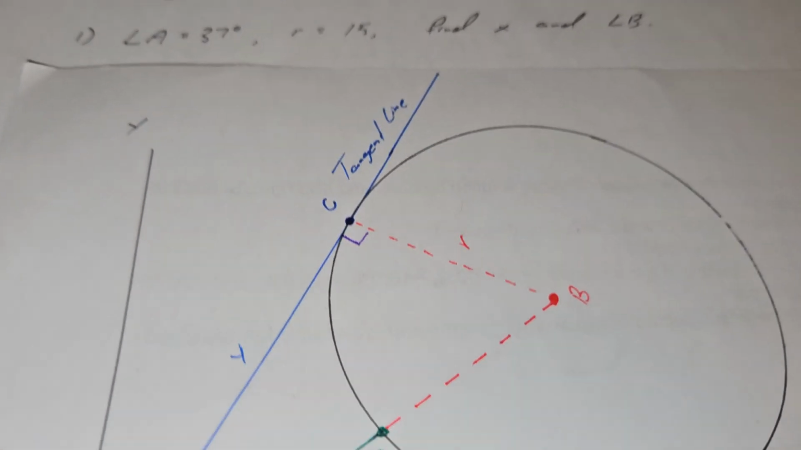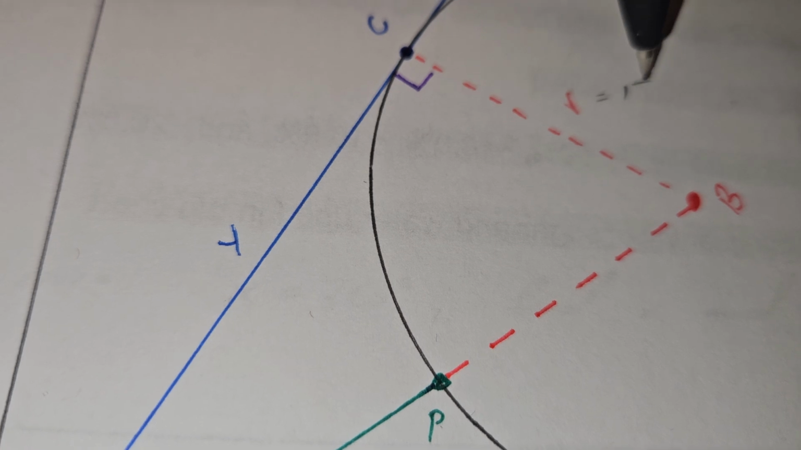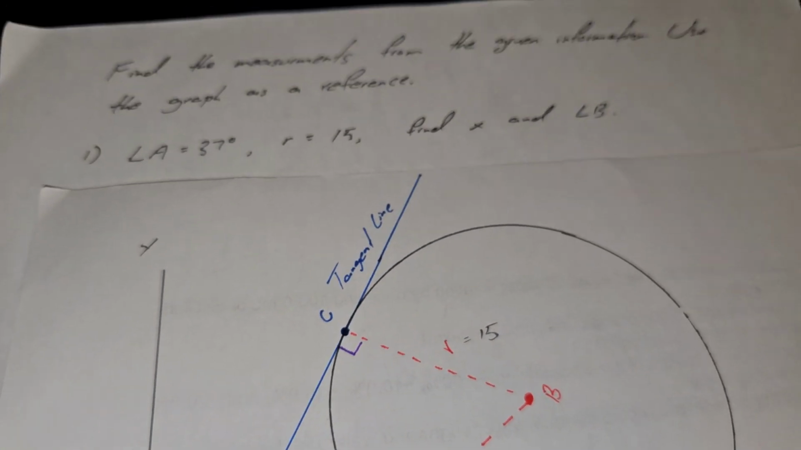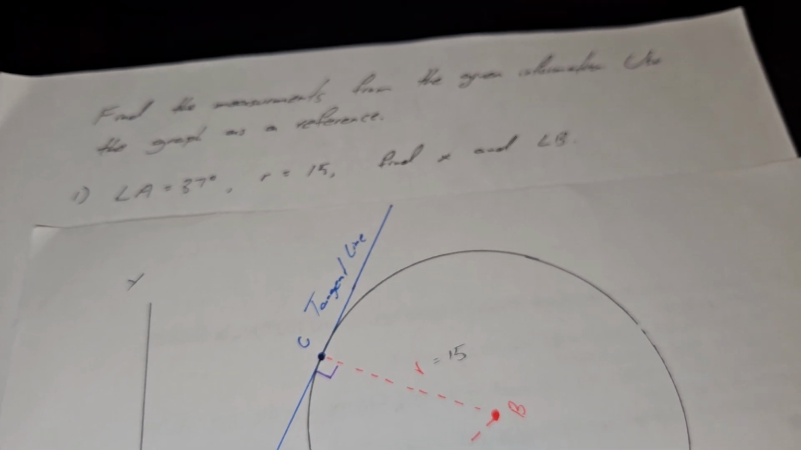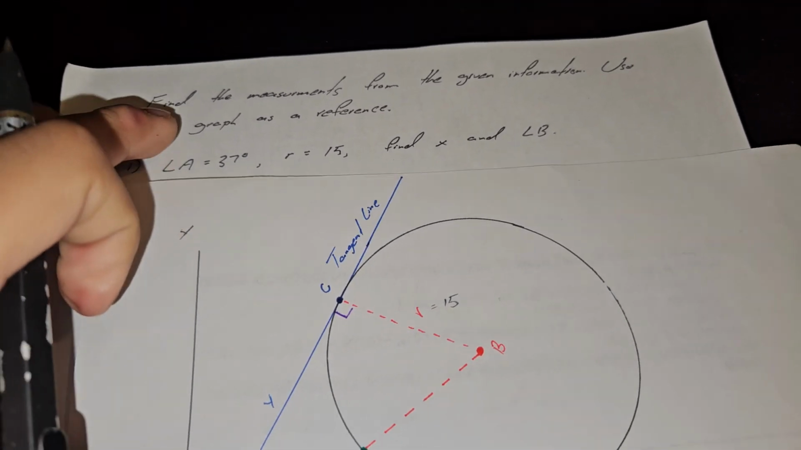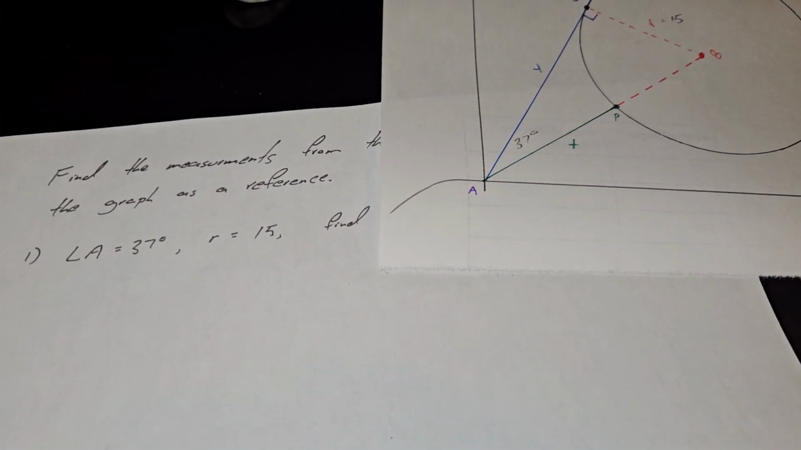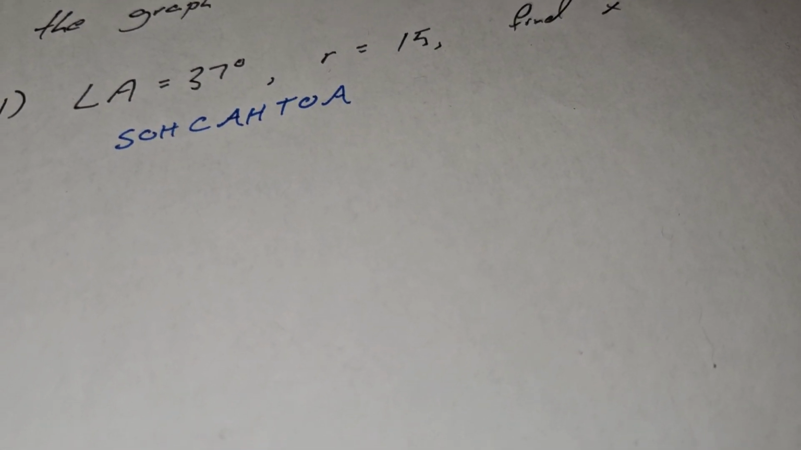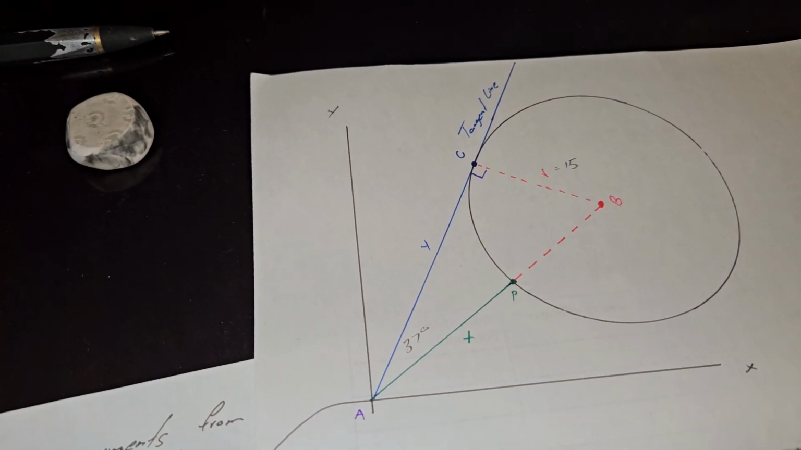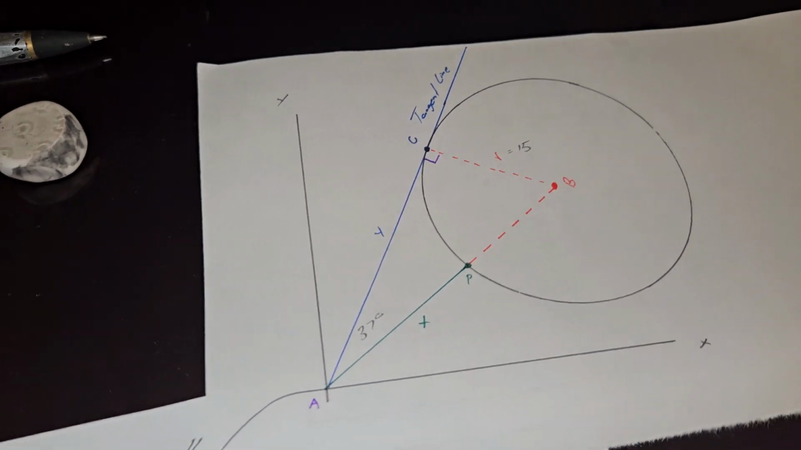R, the radius, is equal to 15. So this is equal to 15. Could be anything, feet, inches, whatever. So we're going to have to find x and angle B. Let's go ahead and find x. So let's go ahead and use SOHCAHTOA. Let's find x first.